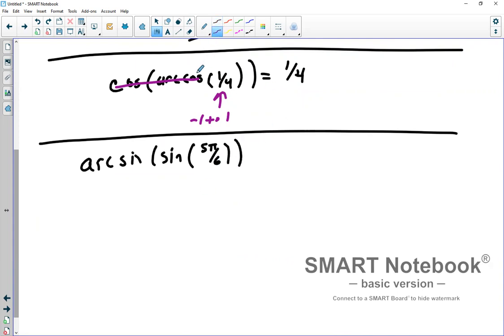Okay. So first, arc sine 5 pi over 6. First, you need to do sine 5 pi over 6. This is when the arc is on the outside, so you don't just straight up cancel. You kind of cancel. You'll see in a second. So sine 5 pi over 6, I think we did it earlier in the video. You go through all the reasoning, however you remember it.